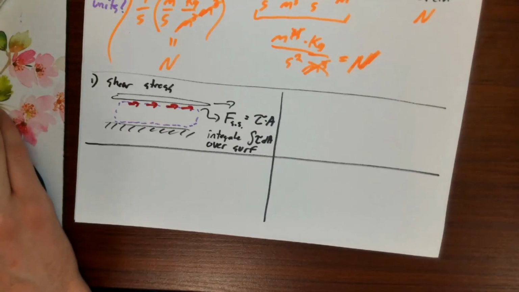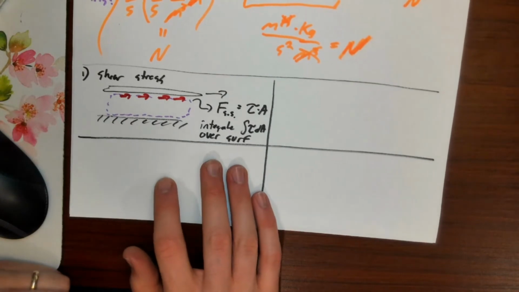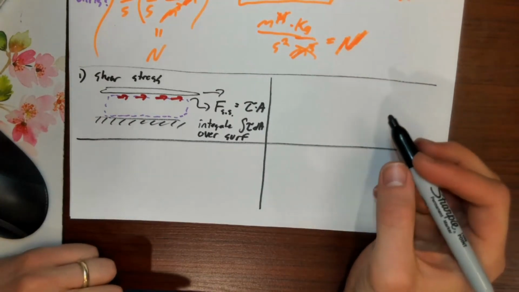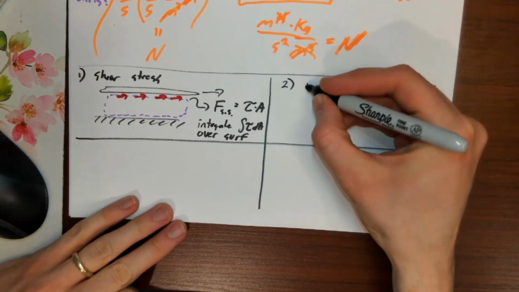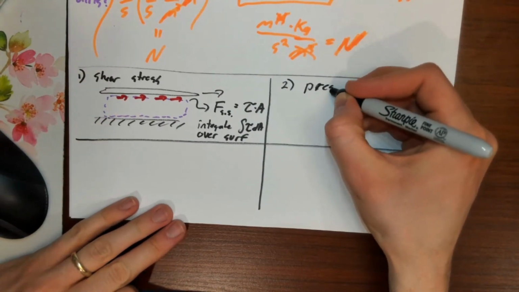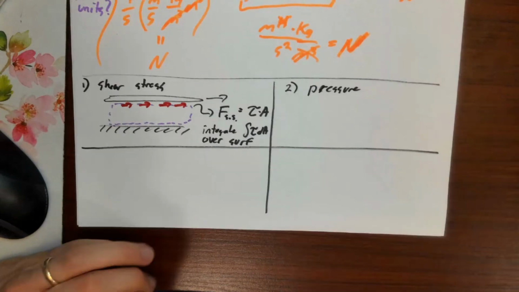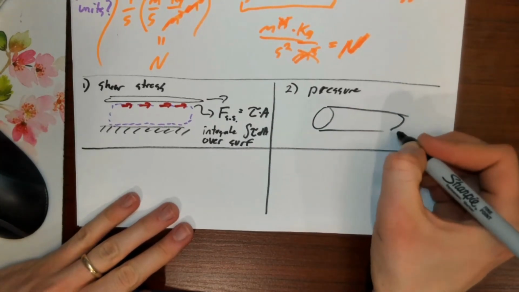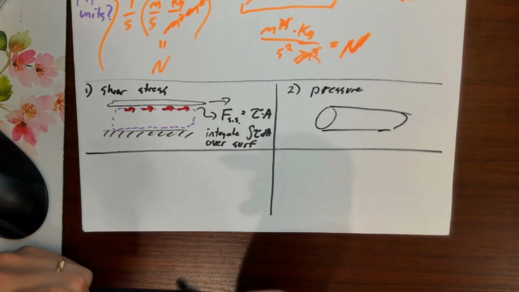So what are some other ways that I can apply force to a control volume? Well, pressure. Another one is pressure. Pressure can apply forces to a control volume. So let's say I had a pipe, and I wanted to push fluid through that pipe.